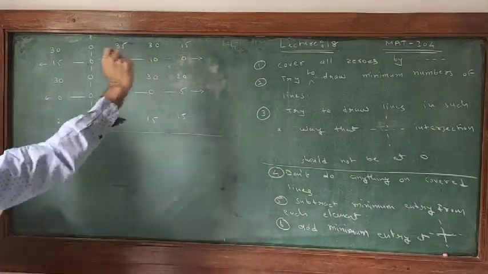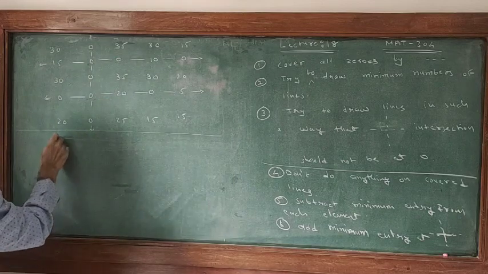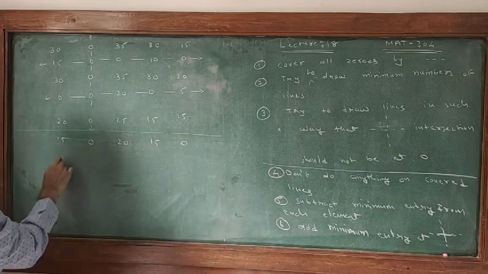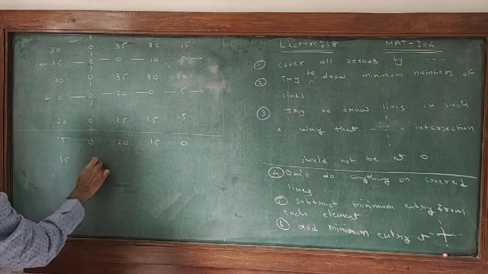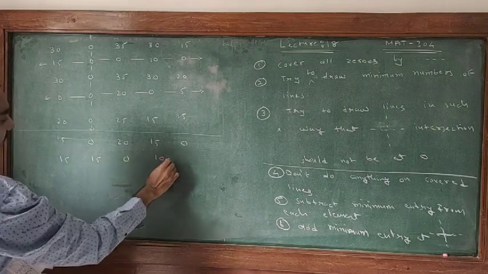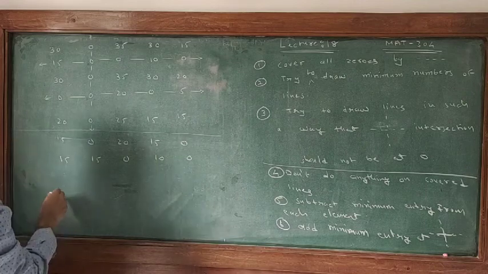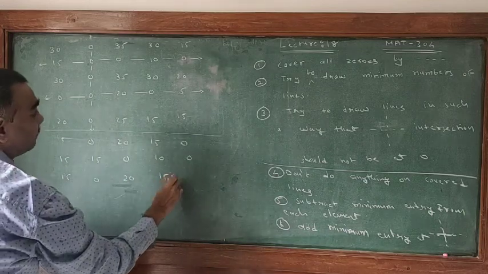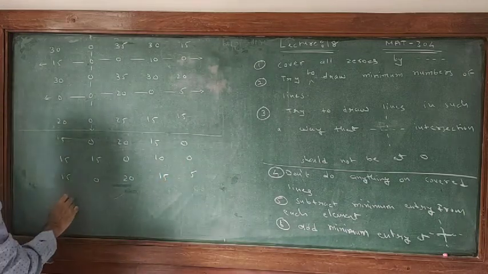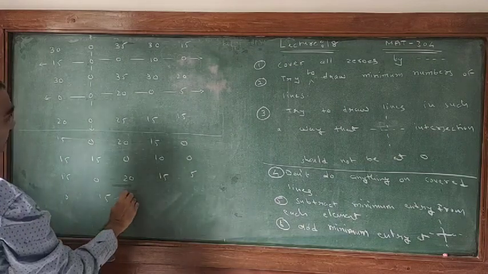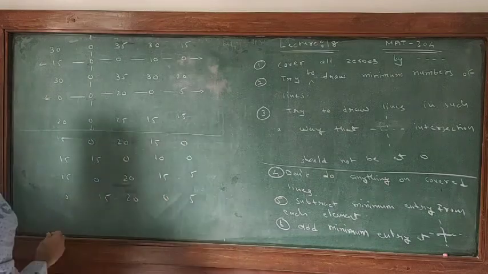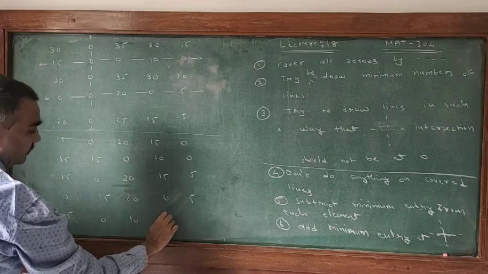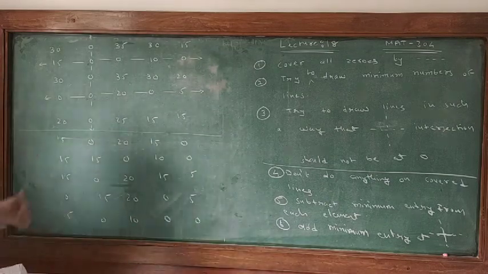Means 15 is the minimum, so our next table will be 15, 0, 20, 15 and 0. 15, 15, 0, 10, 0. 15, 0, 20, 15, 5, 0. 15, 20, 0 and 5, 5, 0. 10, 0, 3. Now we have more zeros.